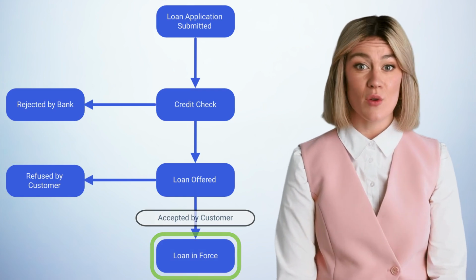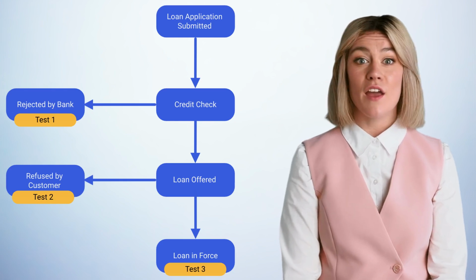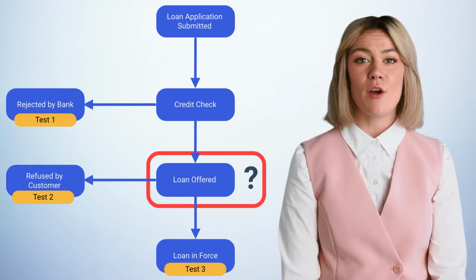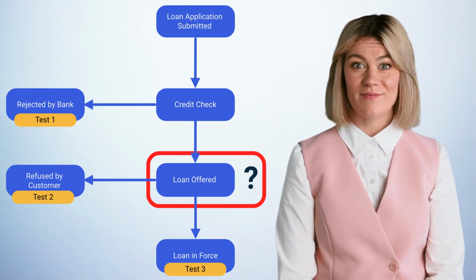Without having to look too hard, we can identify 3 potential end-to-end tests, but there could be more, like checking the process if a loan offer is made and the customer doesn't respond.